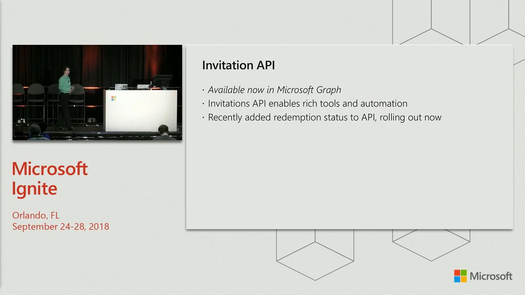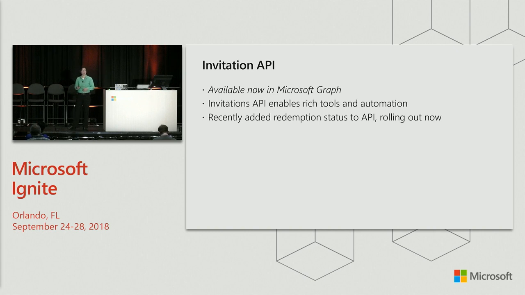And then finally, we have an invitation API. And this is available now in Microsoft Graph. And this API allows you to create experiences or tools or automation to extend the B2B framework and build it into your own apps and experiences as well.